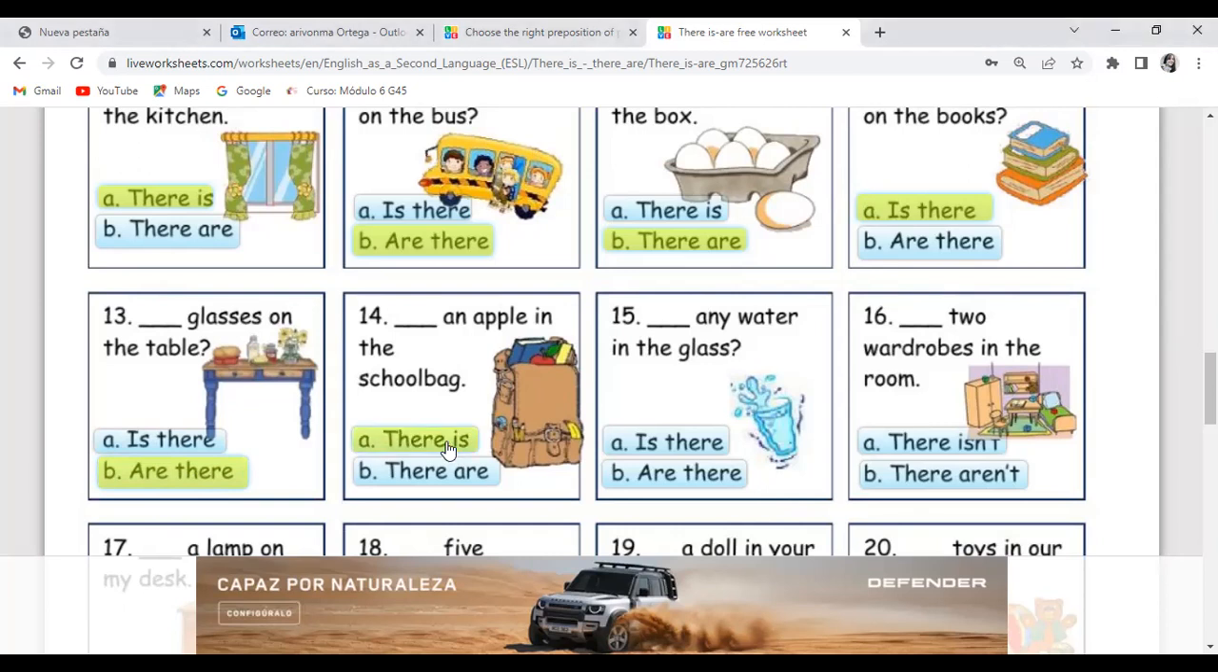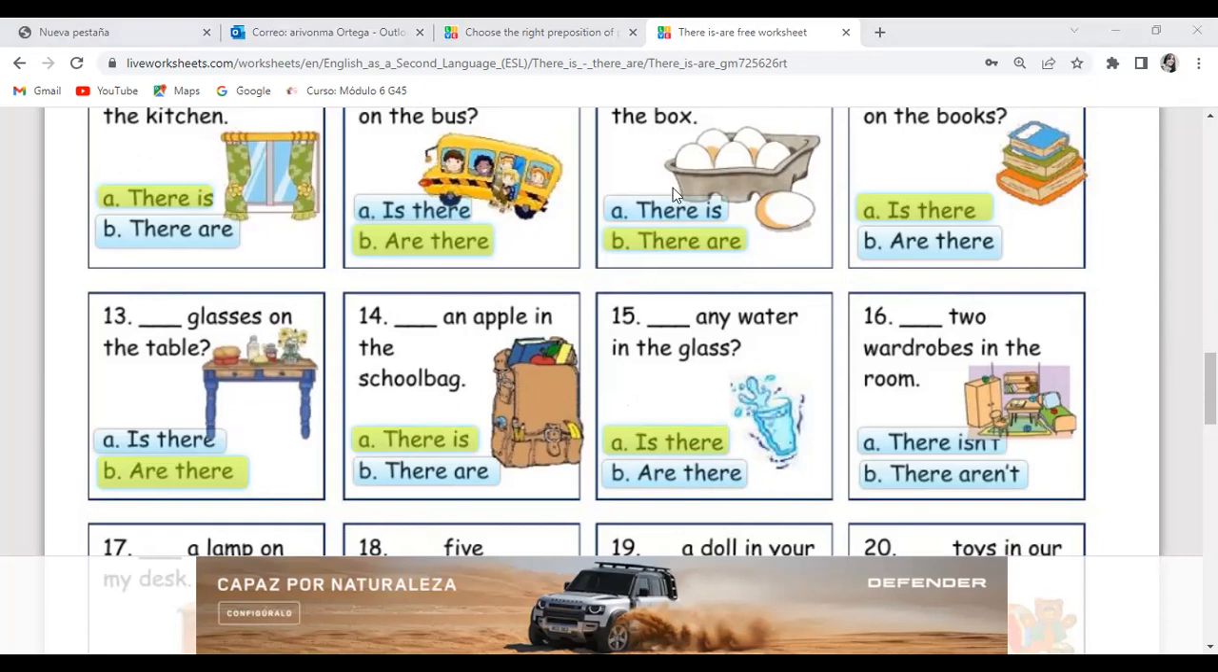Number 15. Any water in the glass? Vean que water es un sustantivo no contable. Y lo que quiero decir es que ¿hay agua en el vaso? ¿Qué es lo que digo? Is there any water in the glass? Or are there any water? Is there or are there? Is there. Recuerden que todos los sustantivos no contables son singulares. Entonces digo, is there? Is there any water in the glass? Yes, Paola.